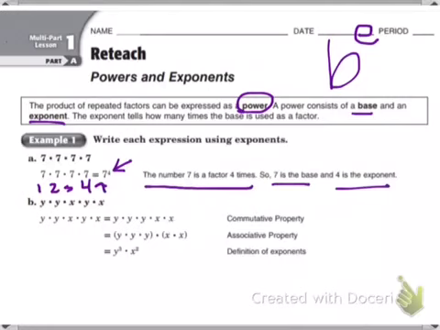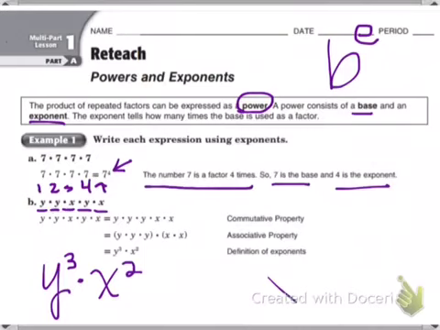Alright, for B, we have it mixed up. We have y's and we have x's. Okay, so they started by writing out y. Okay, so I'm literally counting. I have 1, 2, 3 y's, so that would be y to the third. Alright, then I have some x's. I have 1, 2 x's, so that would be x squared. Now, they wrote it just like I did, but you could write it backwards. I could start with my x's and do x squared times y to the third. Be very careful. Make sure that you count carefully because they will mix them up on you.